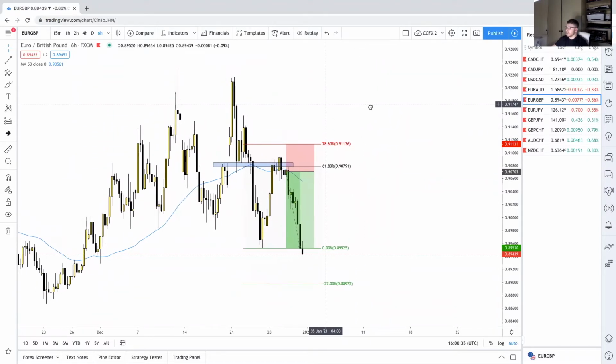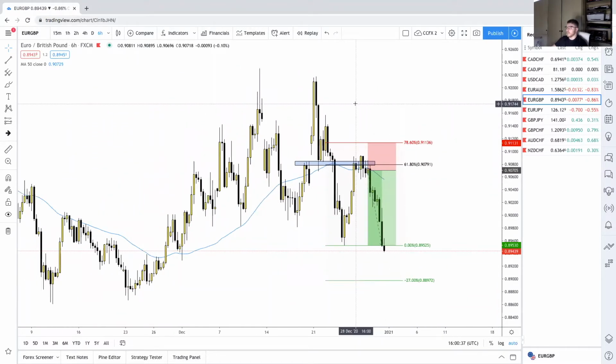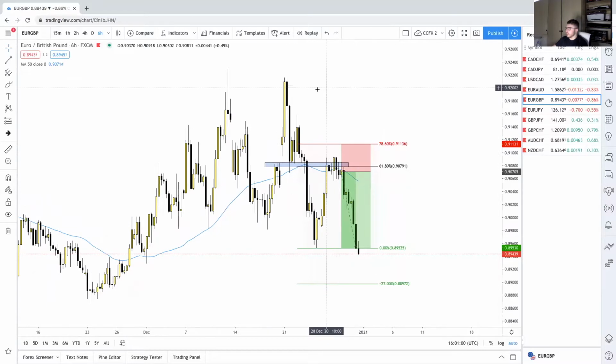So first off, you've got to identify what trend the market's in, what structure we're in, and it's all about paying attention to market structure. So identifying whether it's a higher high, higher low, lower high, lower low. If it's an uptrend, we're looking for higher highs and higher lows. If it's a downtrend, we're looking for lower highs and lower lows.